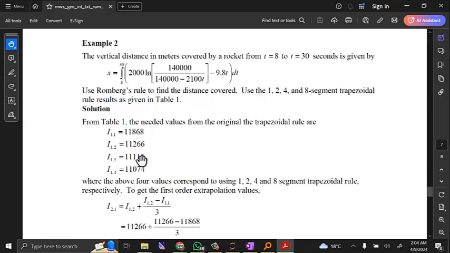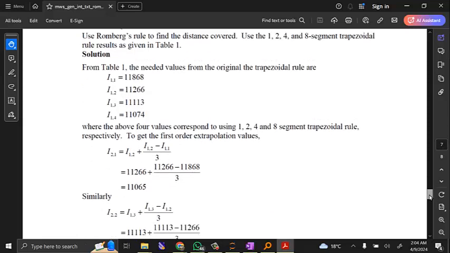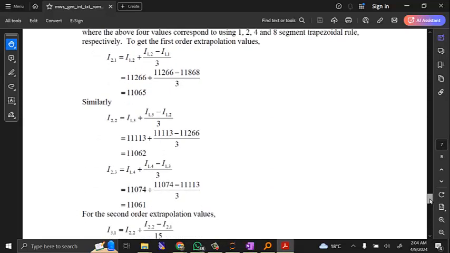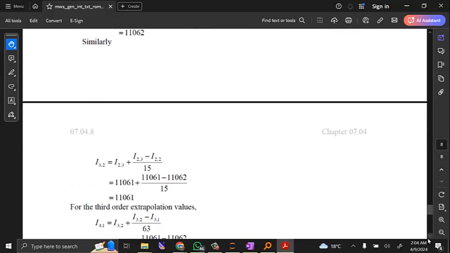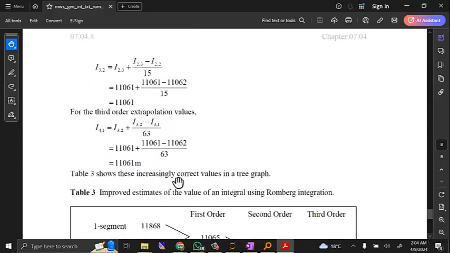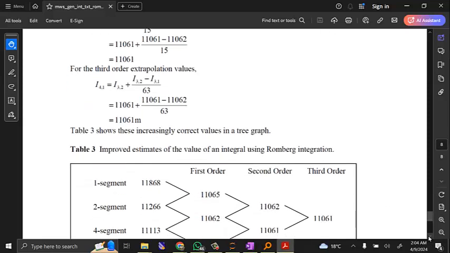Then we're going to use these 4 estimates to get 3 higher order estimates. I21, I22, and I23. Now I have 3 higher order estimates. I'm going to use this to get 2 third order estimates. First I'm going to use the first 2 and then the second 2. And then I'm going to get 1 fourth order estimate. And that, of course, is the most accurate estimate I've got. So this just shows the dependence.